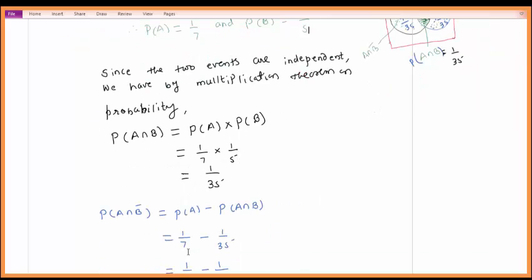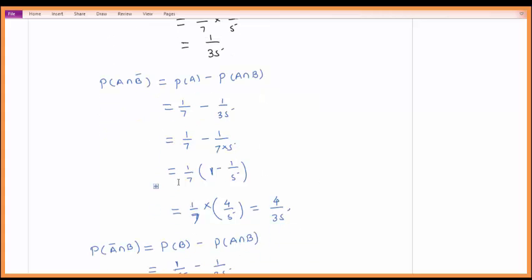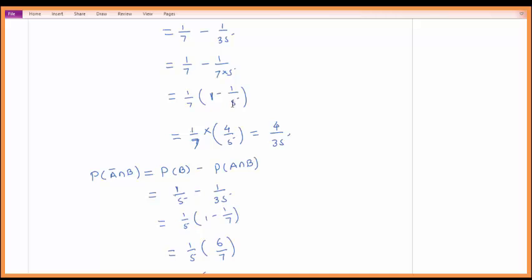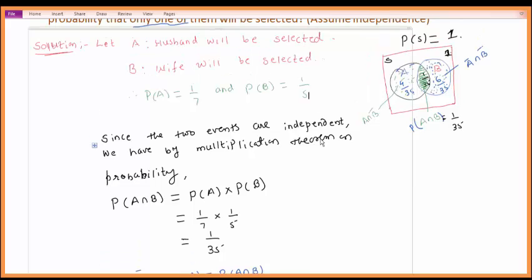So, this is equal to 1 upon 7 minus 1 upon 35. 35 can be written as 7 into 5. Take 1 upon 7 common from these two. So, this is 1 upon 7 into 1 minus 1 upon 5. Just cross multiplication, 5 minus 1 divided by 5, that is 4 by 5. This is equal to 4 upon 35. So, probability of only husband is selected is 4 upon 35.